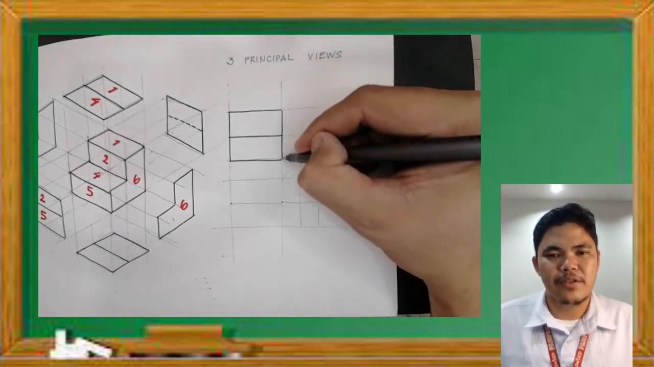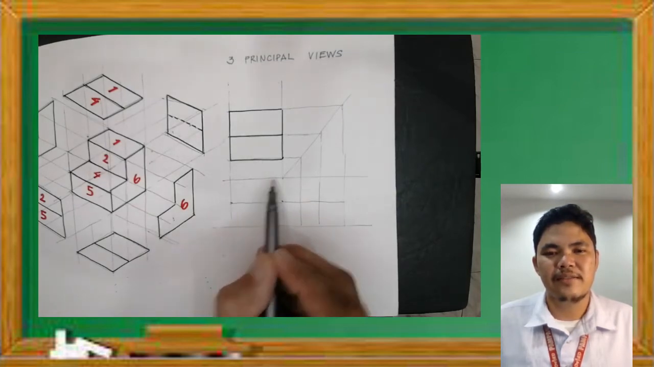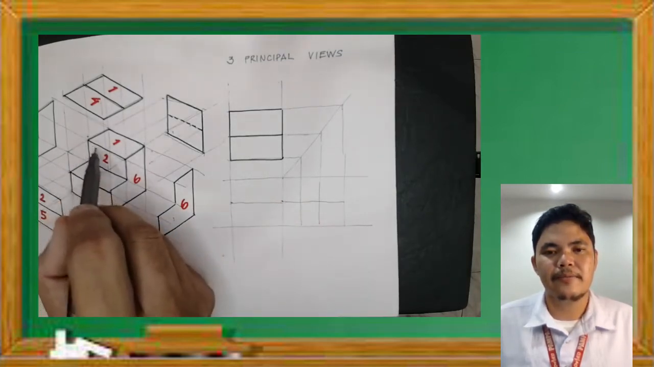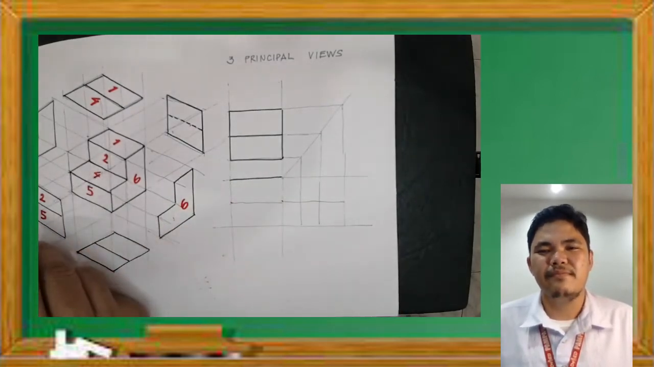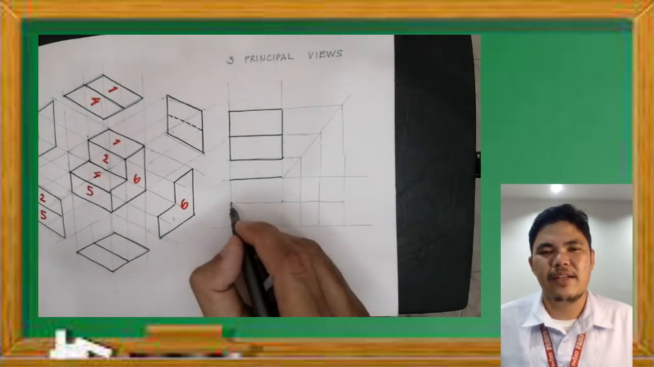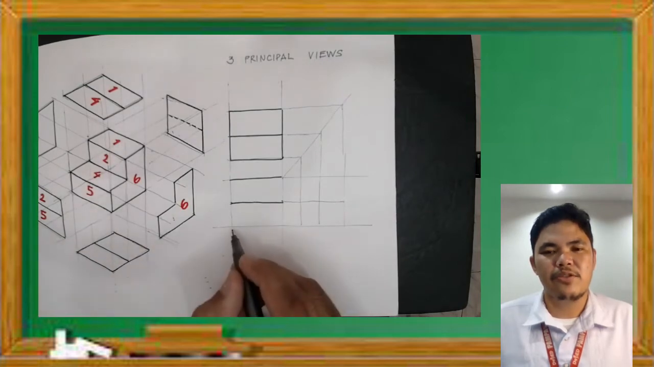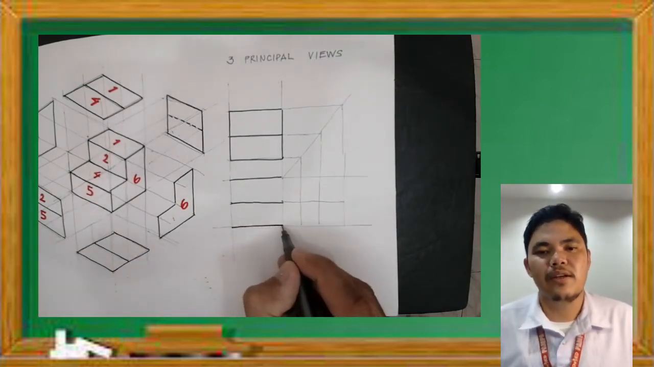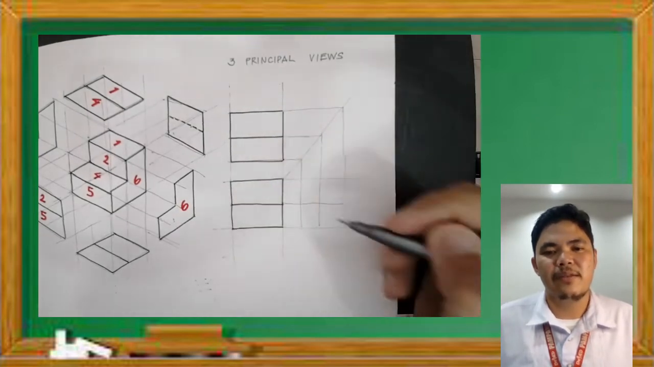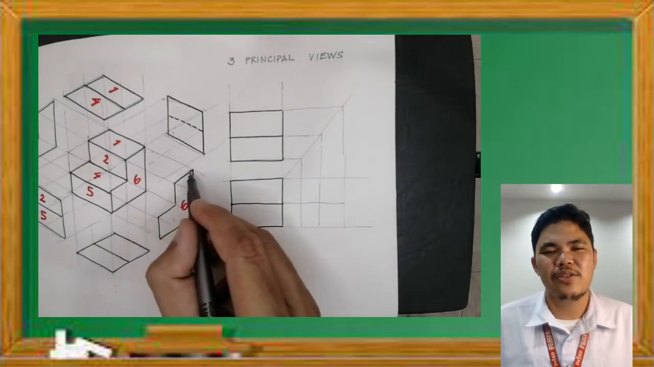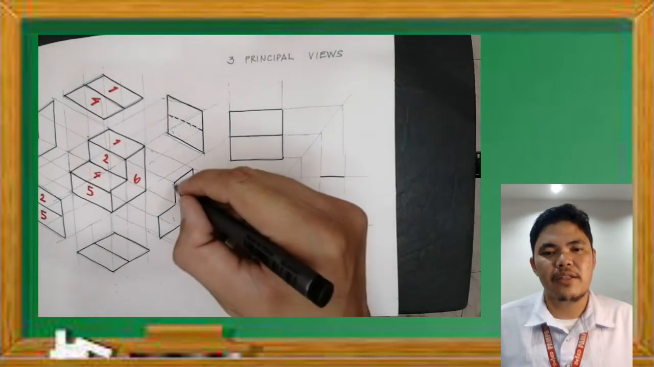Next is the front view. Let us now trace the visible line. Darken the visible line. Another visible line, and then another visible line. To complete the front view, trace the visible line here. And then let us have the side view. First visible line, there it is. The next is another visible line.